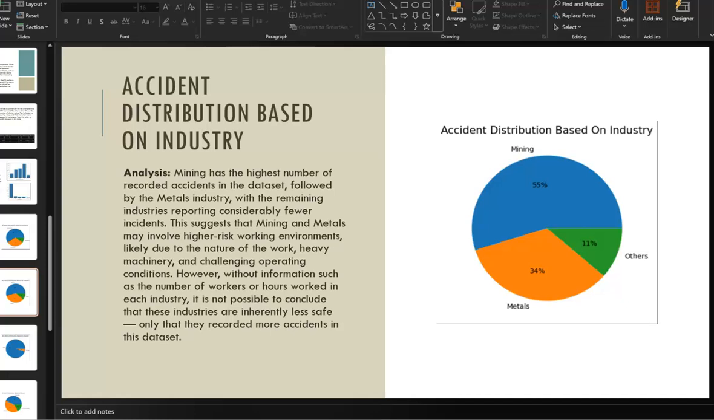And this is based on industry. We can see that mining has the most out of all of them, but metals falls pretty close. So it shows that the highest risk working environments would basically be metals and mining.